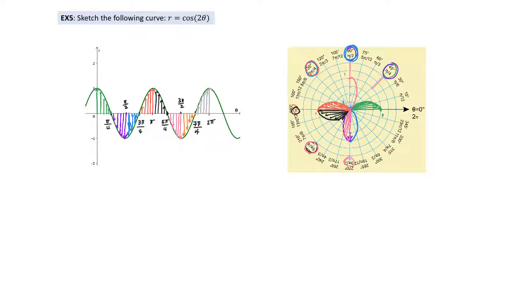Now, onto the orange, this part right here. That's going to go from 3 pi over 2 to 7 pi over 4. So 3 pi over 2, right here, to 7 pi over 4, right here. And again, negative. So let's see what is happening. We're going from negative 1 all the way to 0. So negative 1 to 0.